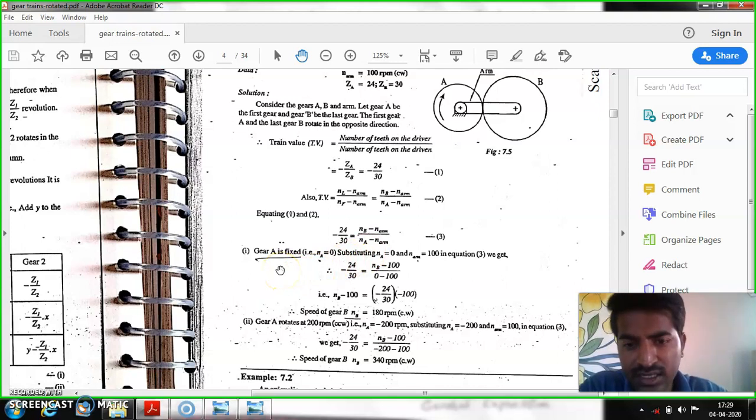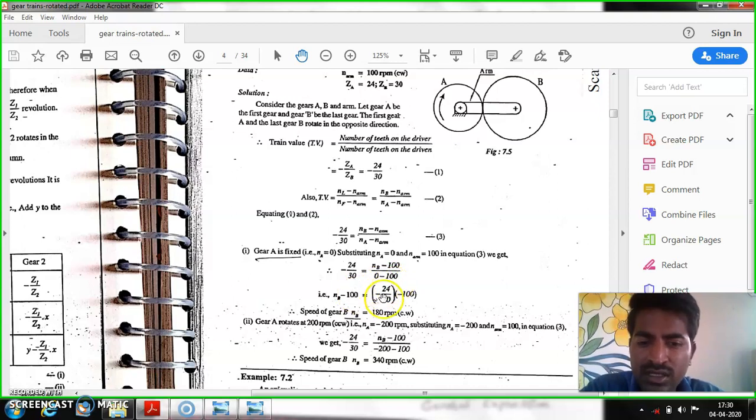Now, let us use the first case. What the first case suggests is, when gear A is fixed, what is the speed of gear B? Gear A is fixed, which simply means there is no speed for gear A. So the speed of gear A is 0 and N arm is equal to 100, as given. Just put these in equation number 3. So minus 24 by 30 is equal to NB minus 100, divided by NA minus 100, where NA is equal to 0.